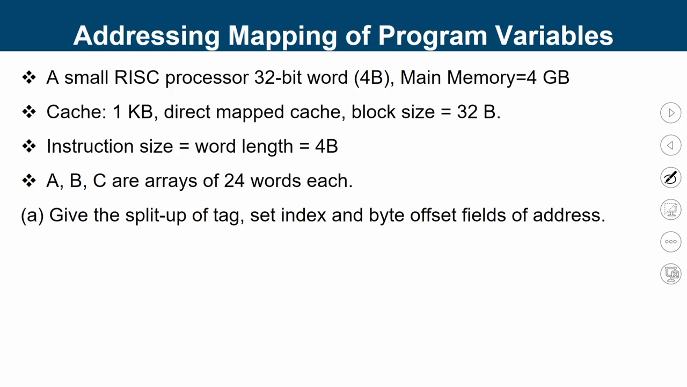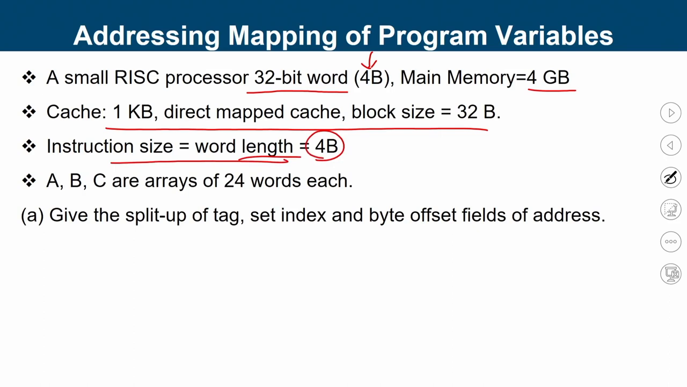You are talking about a 32 bit RISC processor. So, I am using 4 bytes as one word. Main memory of 4 gigabytes, so 2 power 32 bytes. Physical address consists of 32 bits. 1 KB direct mapped cache with a block size of 32 bytes. And my instruction size is equal to the word length, so that is also 4 bytes. A, B, C are arrays of 24 words each. Give the split up of the tag, set index and byte offset fields of the address.